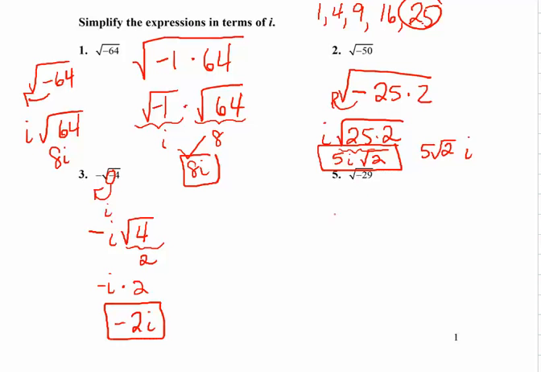Question 5, pull out the negative. So we pull out an i square root of 29. If I try to find a value that goes into 29 from my list of perfect square numbers, there isn't one. So this is as far as we can simplify that problem.